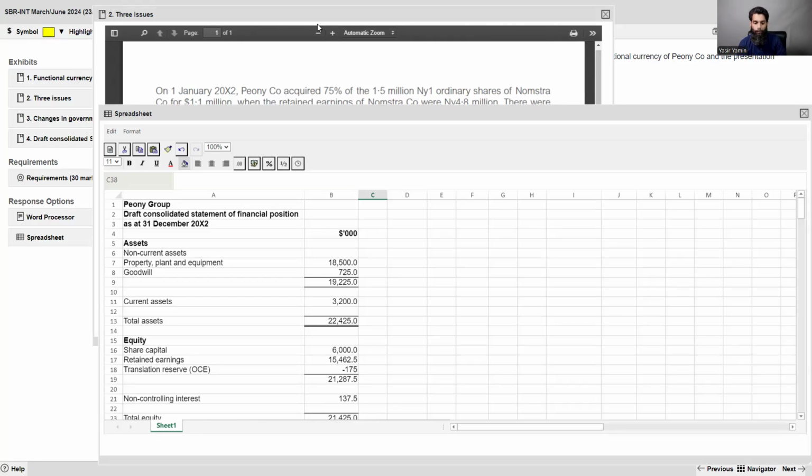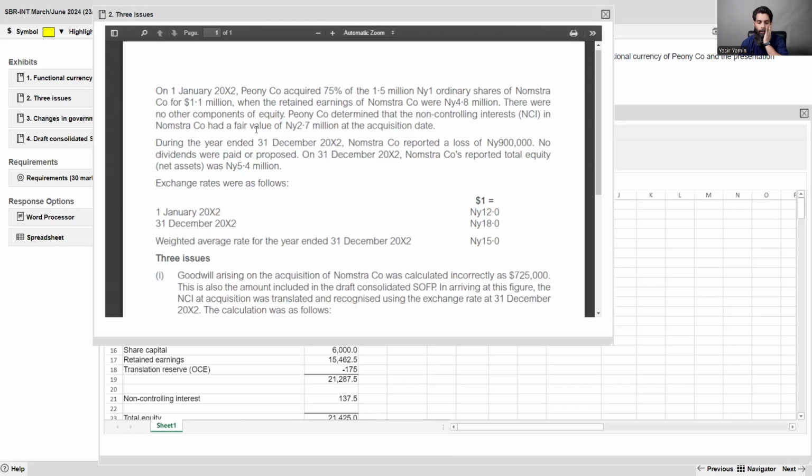Okay, so let us read. It says that on 1st January 20x2, mind you, 1st January 20x2 means the start of the year, Peony acquired 75% of the 1.5 million NI1 ordinary shares of Nomstra company for $1.1 million. So basically, Peony company has acquired a 75% holding in an overseas subsidiary.